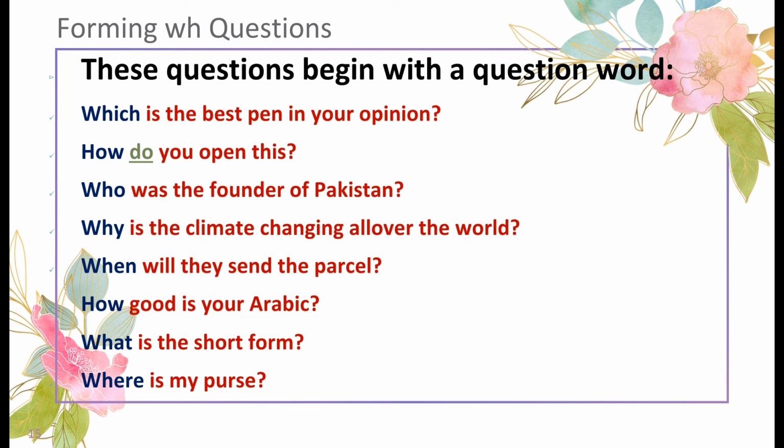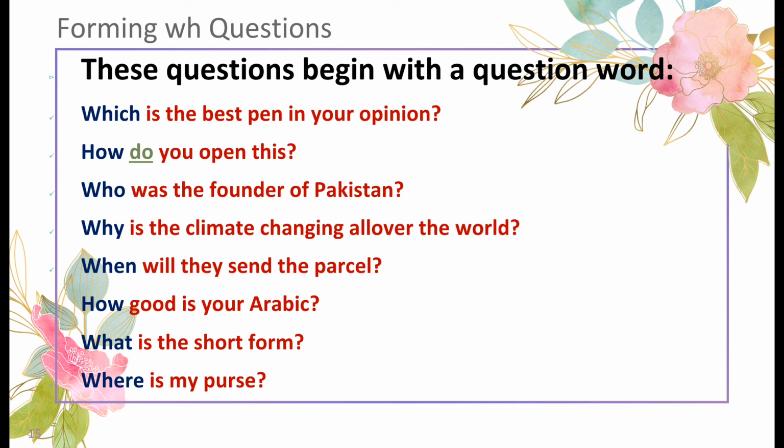How do you open this? Over here, this is present indefinite tense, and we know that in present indefinite tense, when we form questions, we add do in the beginning. Do you open this? So, with how, it becomes how do you open this? Who was the founder of Pakistan? The founder of Pakistan was. Again, in this question, we see inversion. Who was the founder of Pakistan?